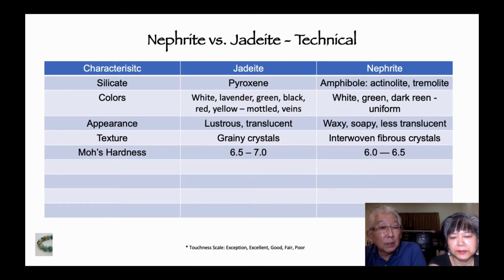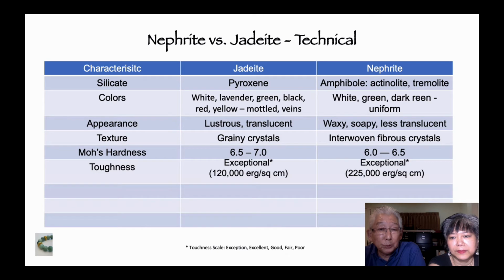What we're going to learn is that hardness and toughness are two different things in the gem world. Mohs hardness is how hard it is. So a diamond is a 10. Jadeite is 6.5 to 7. Nephrite is 6.0 to 6.5. So in terms of hardness, jadeite is actually harder than nephrite. And by the way, since it's not like a diamond, that's what makes it easy to carve.